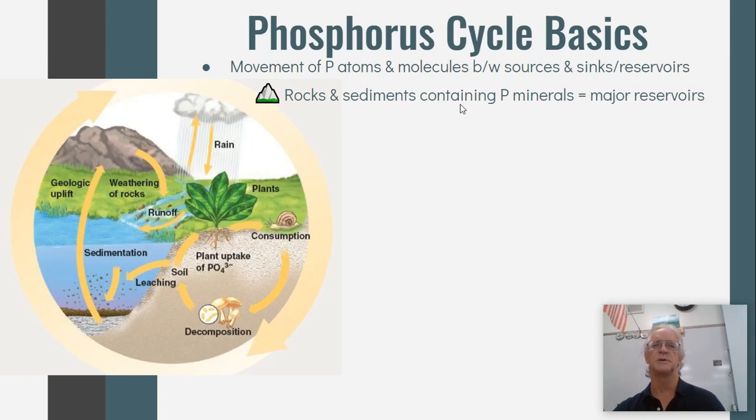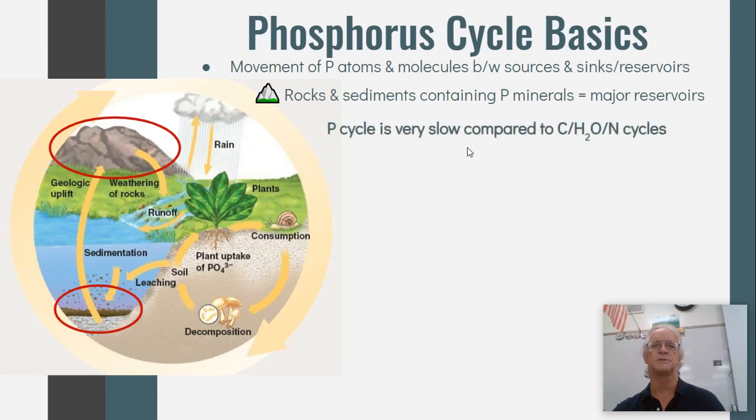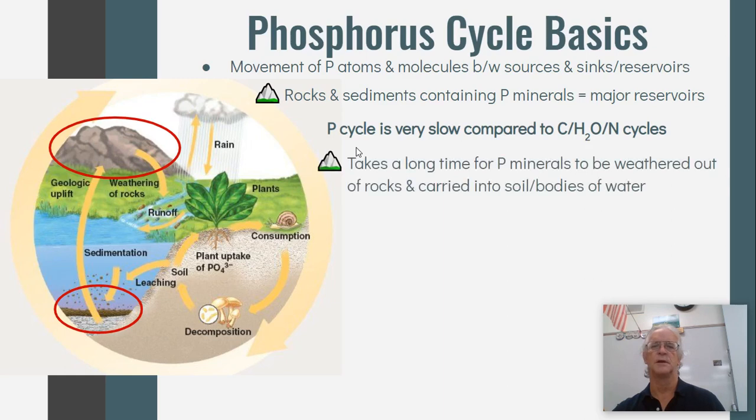Rocks and sediments contain phosphorus minerals. They are the major reservoirs. Phosphorus is very slow compared to carbon, water, and nitrogen cycles. It takes a long time for phosphorus minerals to be weathered out of rocks and carried into soil and bodies of water. There is no gas phase of phosphorus.